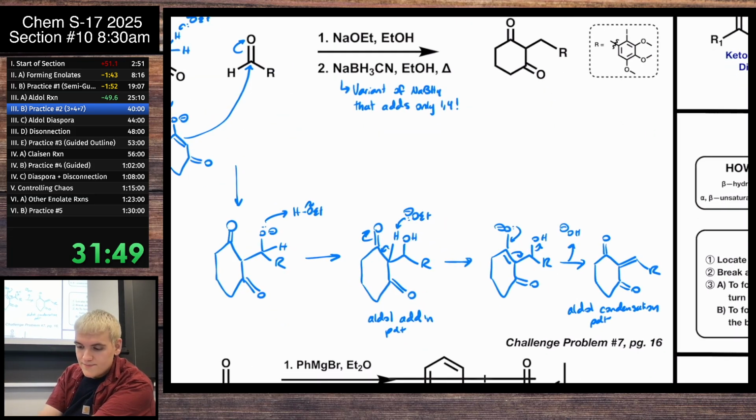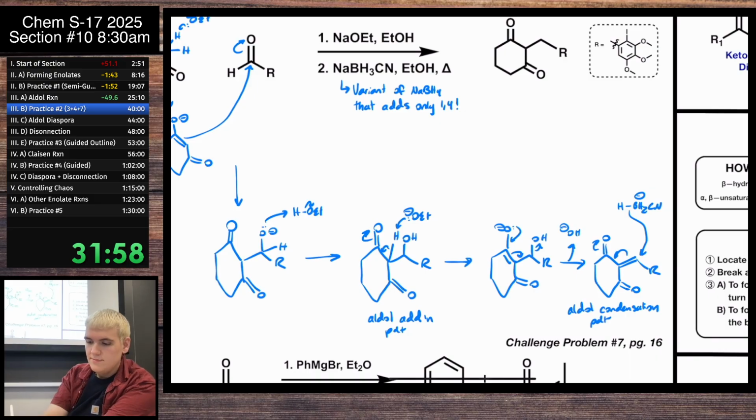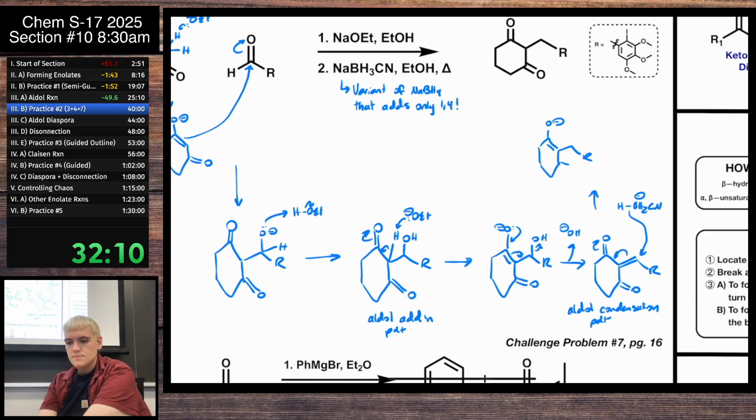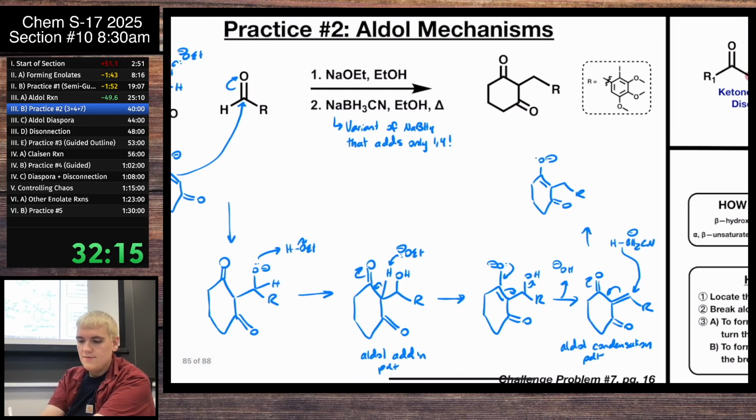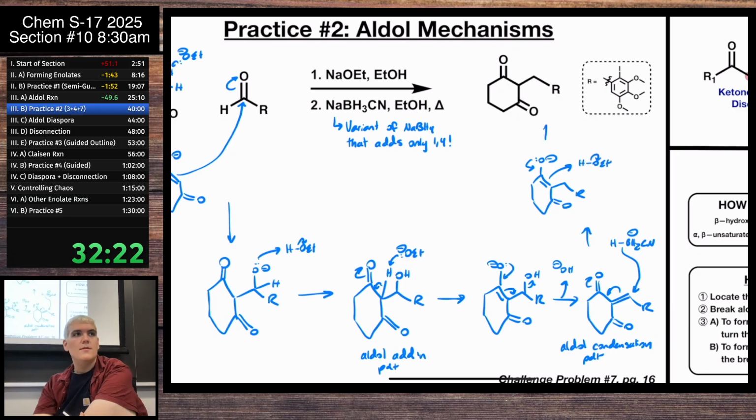So all we do is the hydride from NaBH3CN. This is going to do a 1,4 attack, and we push up our enone. And then finally, the last step, the follow-up to conjugate addition, is we just do an alpha protonation in order to get our carbonyl reformed.